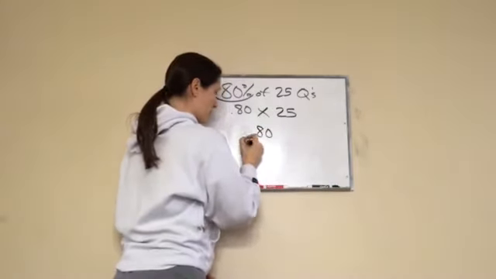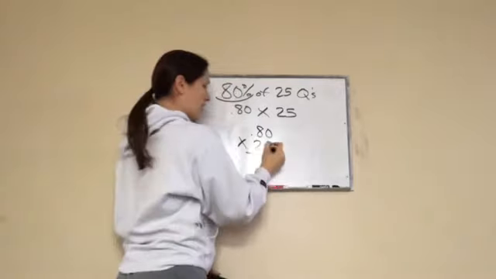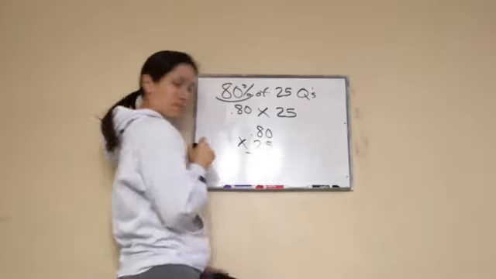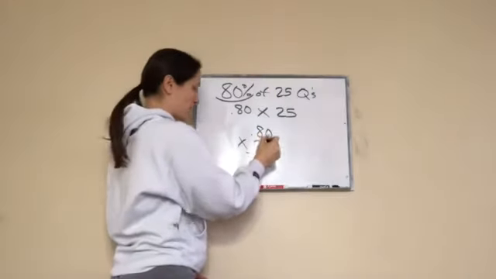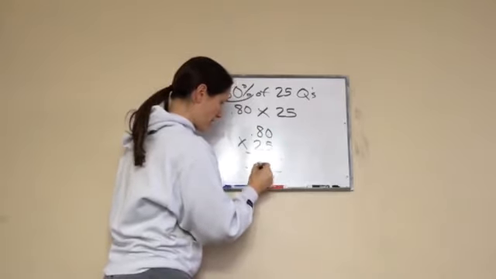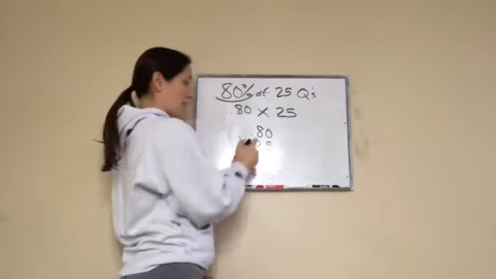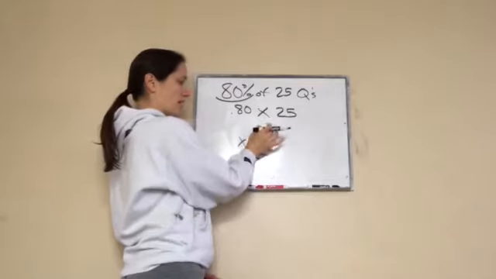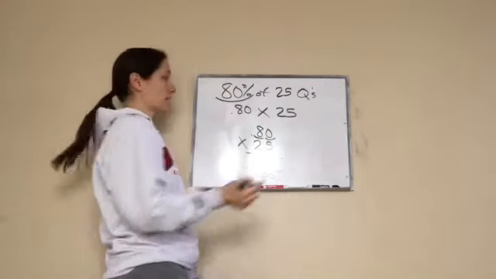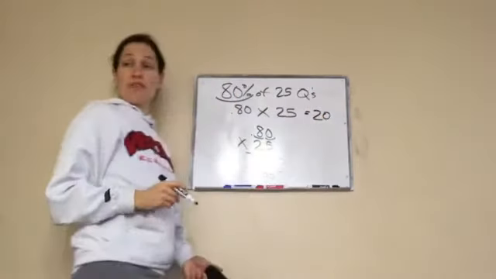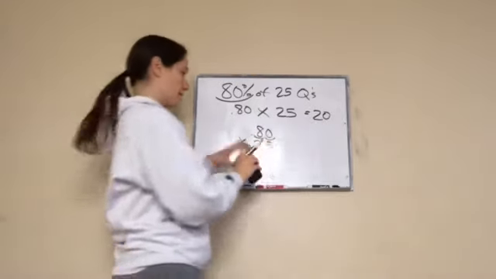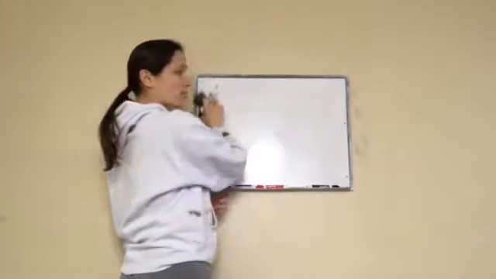Here we go. 0.80 times 25. 5 times 0 is 0. 5 times 8 is 40. 2 times 0 is 0. 2 times 8 is 16. Bring everything down. Then I count 1, 2 spots after the decimal, right there. The answer is 20. So if I got 80% of the 25 questions right, how many did I get right? 20. Very good. You feel like you're understanding it pretty good?